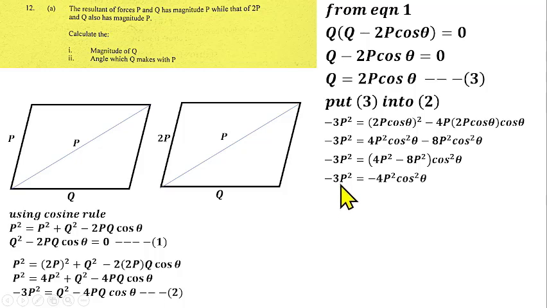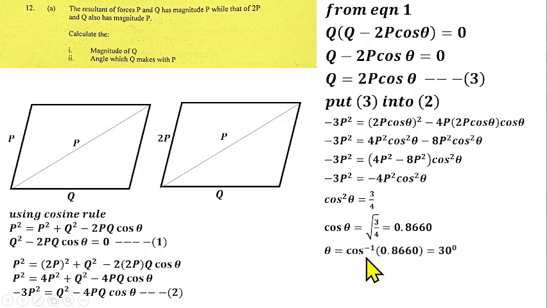That should give us minus 3P squared equals minus 4P squared cos squared theta. Then from there, what can we do? We can make cos squared theta the subject of the formula. We take care of P squared. You have minus 3 equals minus 4 cos squared theta. If you make this the subject, you'll be having cos squared theta equals 3 over 4. Minus will take care of minus. So you can find cos theta by taking the square root of both sides. That will be the square root of 3 over 4, which is 0.8860. To find theta, theta will be cos inverse of that. That will give us 30 degrees.